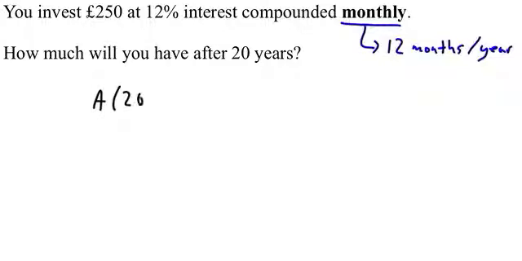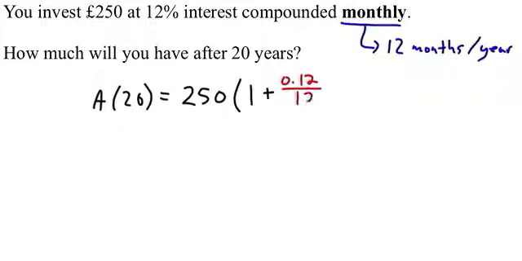to say A of 20, the amount after 20 years, is equal to my initial investment, again 250, times 1, which again is at 100%. But now my rate is going to be that 12%, but I'm going to have to divide it by 12. And this 12 on the bottom, this is because it's monthly. Right? The 12 on the top, this is just the rate. So 12% divided by 12 months means that I'm going to get 1/12 of that 12% every month.